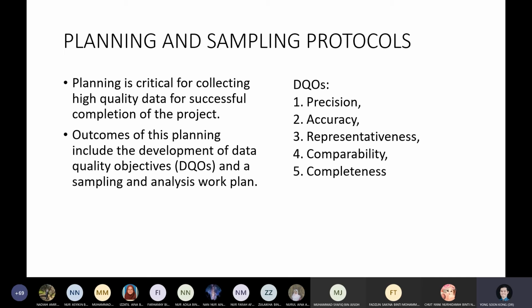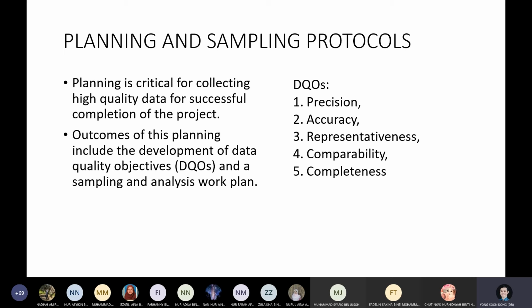So that is the example that I'm trying to tell you here. Representativeness is something that you need to take into consideration, especially when the medium you want to sample is changing very rapidly. The example I already gave you is water sample. Apart from water sample, it's air sample.